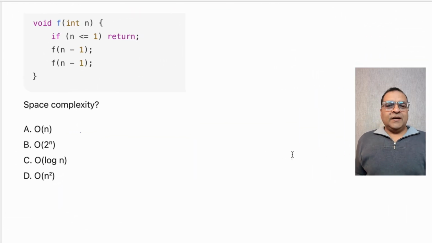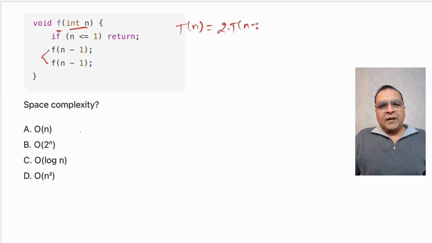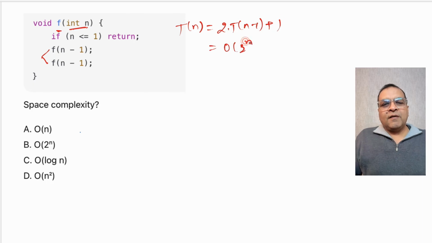This is the next question, and this is a tricky one. Here also, you have the function f that receives an integer variable n. The function stops when n is less than or equal to 1, which means that it is stopping at n equal to 0. But here, the function is calling itself twice. Had it been a question of time complexity, then the recursion would be T(n) = 2 T(n minus 1) plus constant. And the result would have been on the order of 2 raised to the power n.